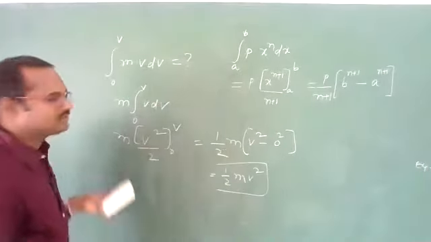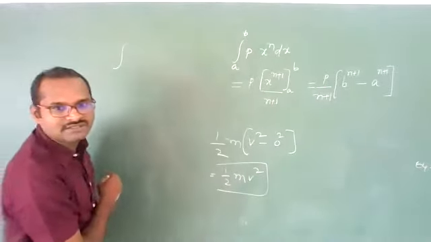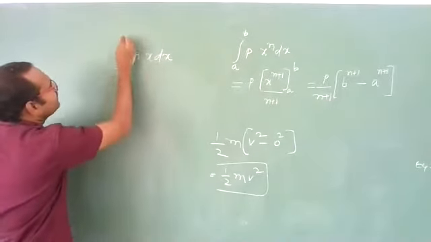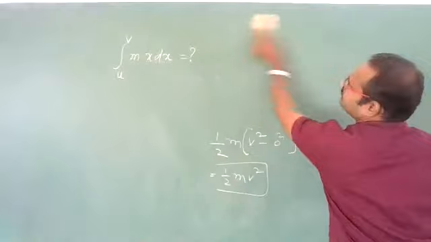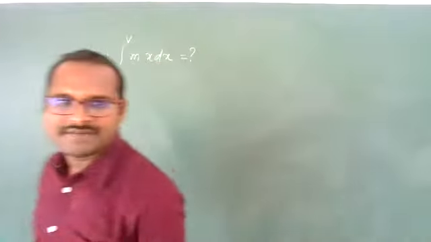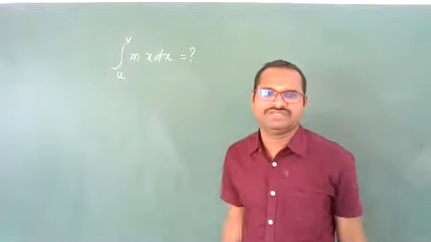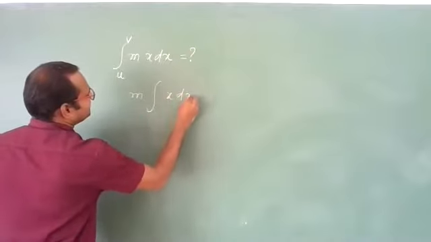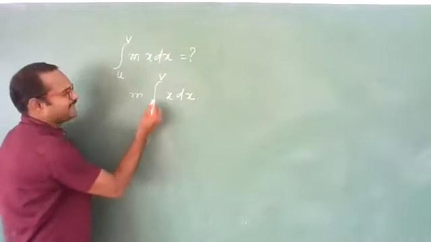Or let us suppose I'll give you an equation like this. There is an equation which is integration of m x dx, and x values are ranging from u to v. Find this. Can you find? Here m is constant. Here m is mass, and mass will be constant, so we can take it out of the integration. Yes, we get integration of x dx ranging from u to v, m into integration of x dx.